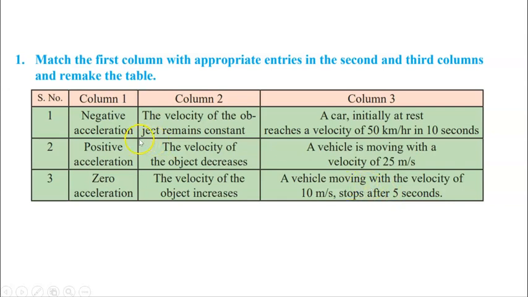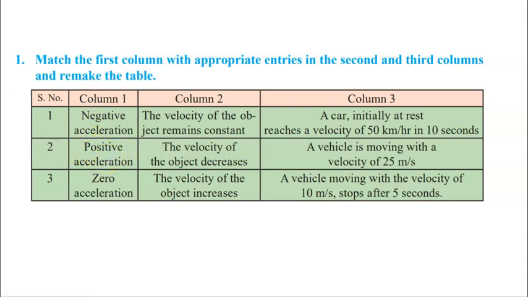Okay, and therefore the correct pairs are: the first is negative acceleration, next the velocity of the object decreases, and from the third column, a vehicle moving with the velocity of 10 meter per second stops after 5 seconds. For the second, from the first column, the second question is positive acceleration.